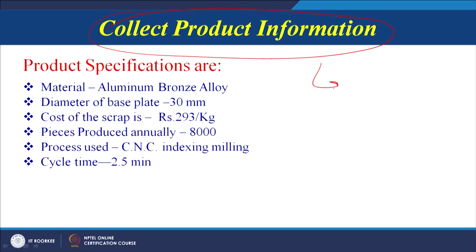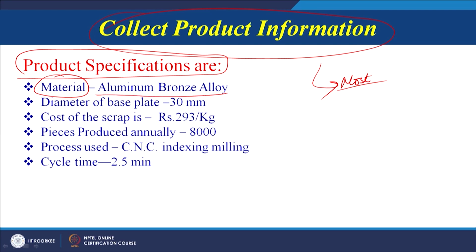So this is the most important thing, because we will be able to come up with the different alternatives if we have all the information related to the product. So product specifications we will try to first look into. The current material for our focus adjustment knob is the aluminium bronze alloy, and we can say the cost is higher for this material.